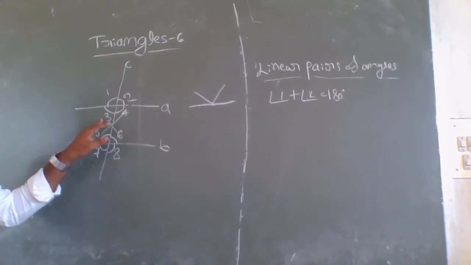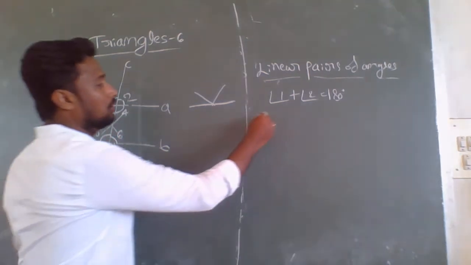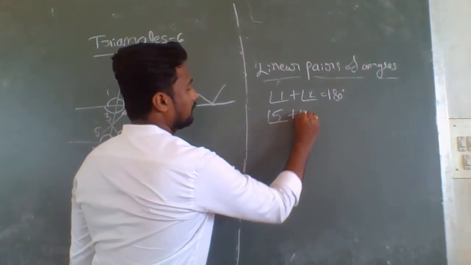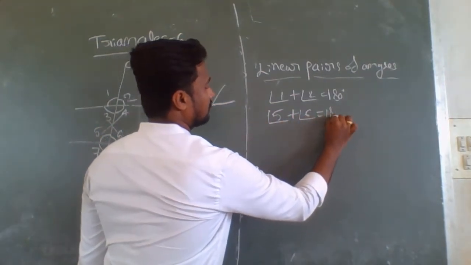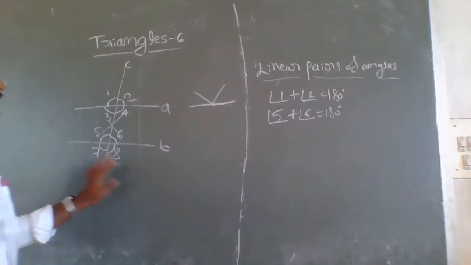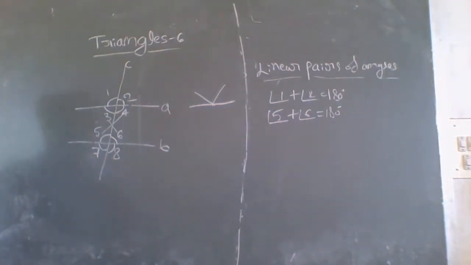Like this only, angle 3 plus 4 is equal to 180 degrees. Angle 5 plus 6 is equal to 180 degrees. Angle 7 plus 8 is equal to 180 degrees. Like this only, here angle 1 plus 3 is also equal to 180 degrees. Angle 5 plus 7 is equal to 180 degrees.